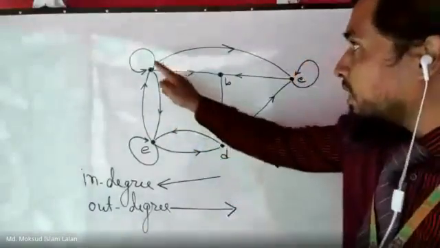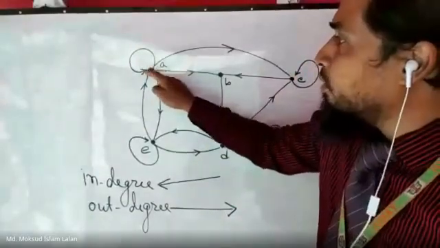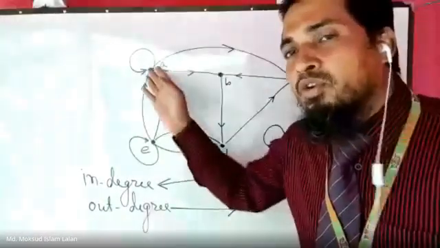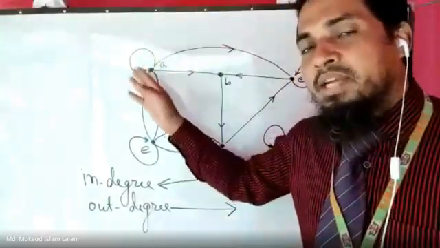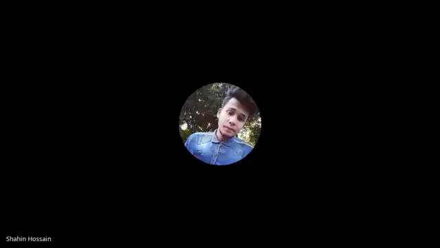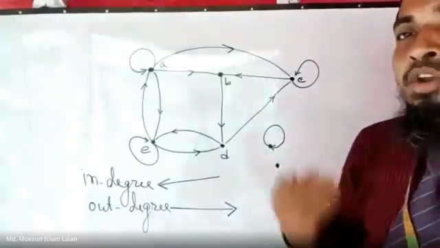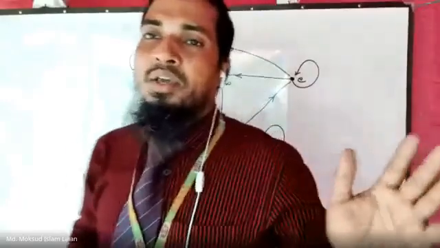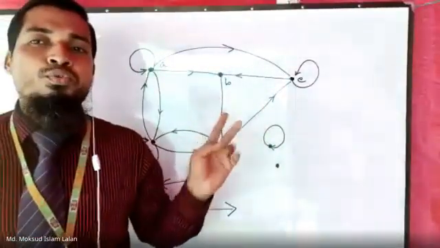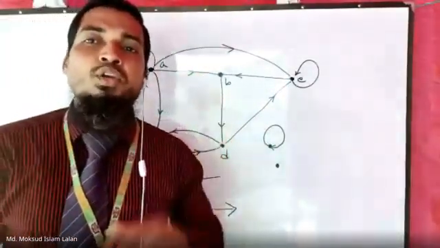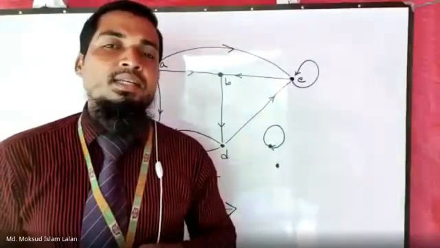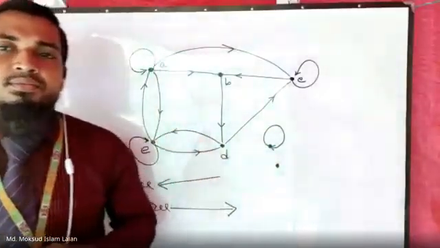You cannot conclude that this is in. Can you draw any out by itself? No. So you need to consider both. That's why we have considered a loop as 2 degree, twice. Is it clear, dear students? Yes, clear.